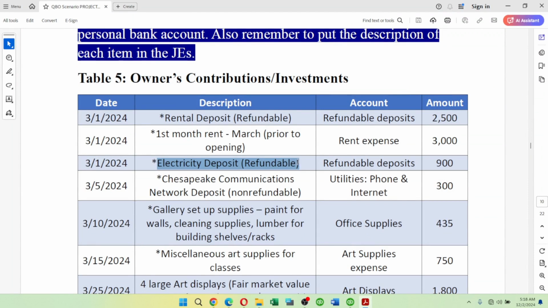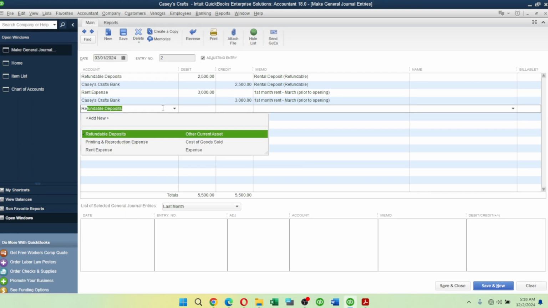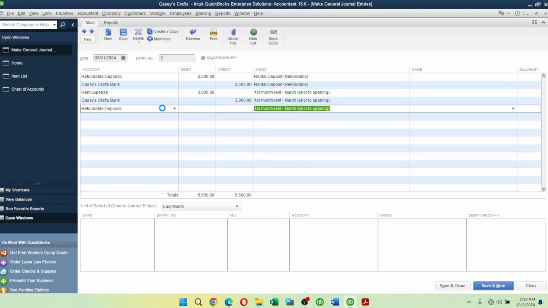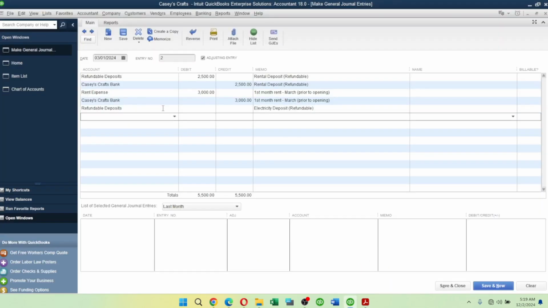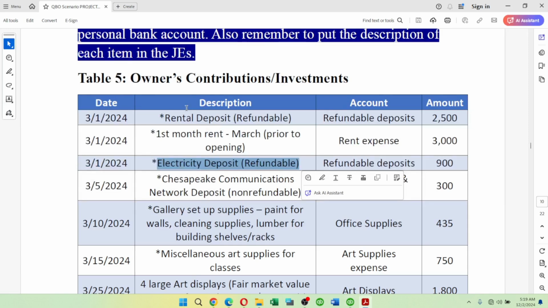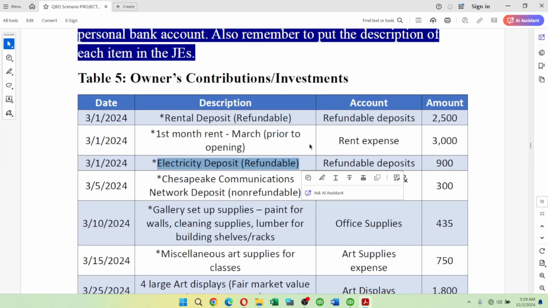Electricity bill deposit, refundable. Electricity bill deposit, we have refundable deposit. The refundable deposit is 900. So it's coming from Cassis bank. It's going to be 900. So the next one is going to be, okay, this is another different date.